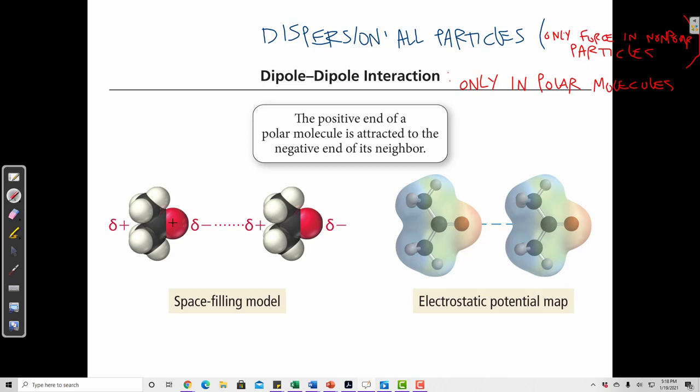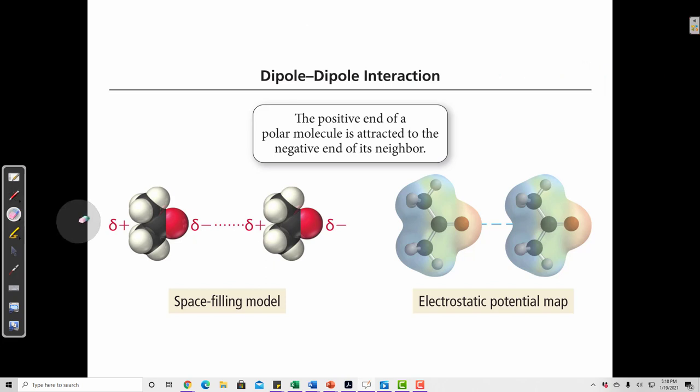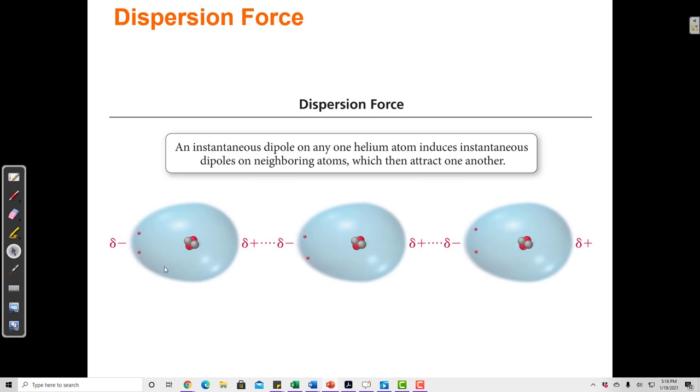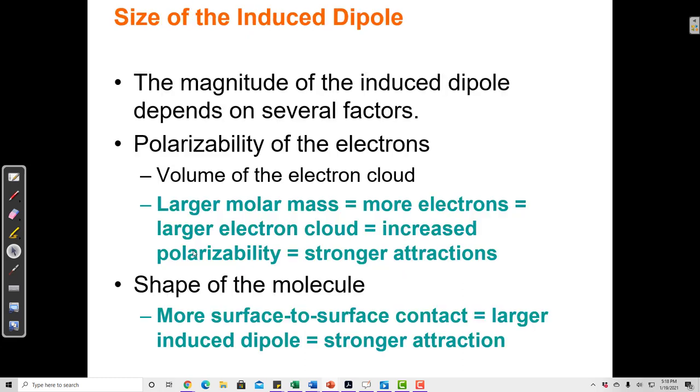Now when I look at the helium atoms, we saw these same symbols, partial positive, partial negative, and the positive side of one particle is attracted to the negative side of another particle, plus attracted to minus, just like magnets. The difference between dispersion and dipole-dipole is that this plus and minus on the helium atom is temporary. The plus and the minus goes away. It is not permanently there. It's there for an instant and then it disappears. It's an instantaneous dipole. The plus and the minus is random as the electrons move around.